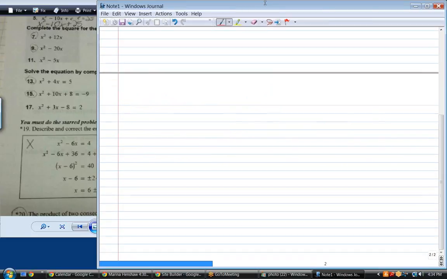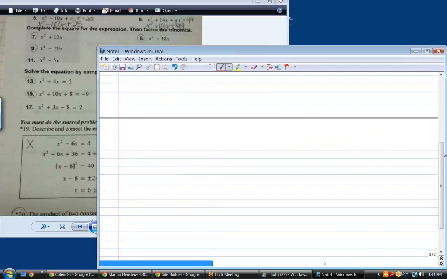Let me move this down a little. So x squared minus 18x. What are we going to do here? Divided by 2. Okay. Which equals 9, and then 9 times 9 is 82, or maybe 81.